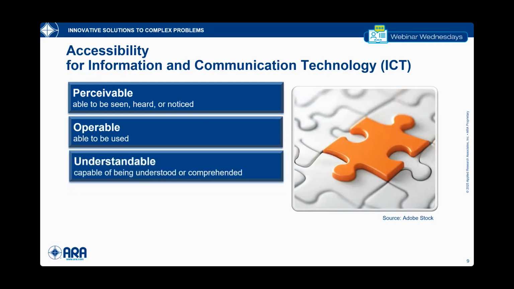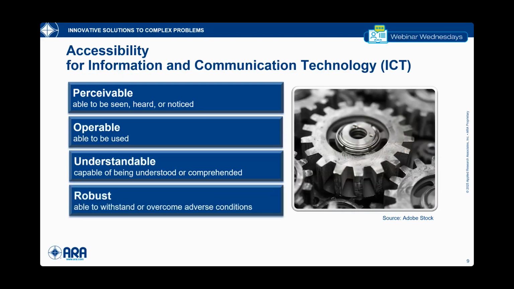It should be understandable. The language and the reading order of the information should be logical and capable of being understood or comprehended. And it should be robust. It should be able to withstand or overcome adverse conditions. It should be compatible with operating systems or devices that are receiving the ICT. These are the 4 guiding principles that outline the WCAG accessibility guidelines.